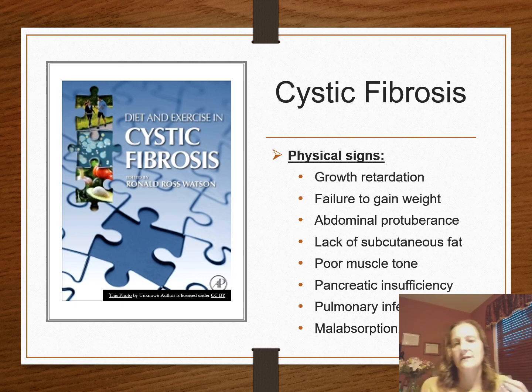Looking at a child that has been diagnosed with CF, typically the physical signs are stunted growth, very thin, they cannot gain weight. If you look at their abdominal area, there's typically a protuberance, lack of subcutaneous fat, especially in the arms and legs, poor muscle tone, pancreatic insufficiency. They get a lot of pulmonary infections, and they typically malabsorb fat-soluble vitamins.